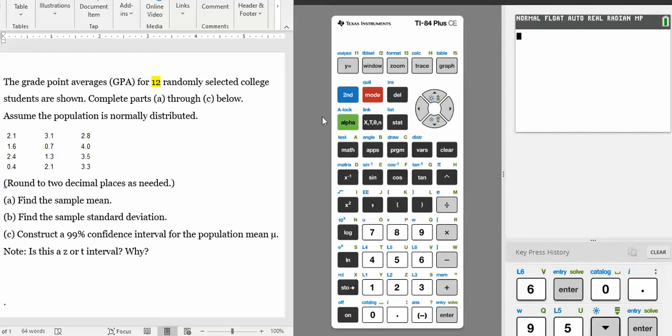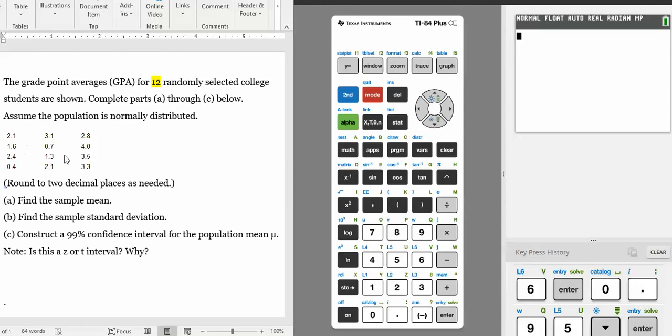Hello, in this video, I'm going to show you how to use a calculator to solve this question in here. The GPA for 12 randomly selected college students are shown. You want to complete part A through part C below. It tells you to assume the population is normally distributed. That means this one is a bell curve, okay?